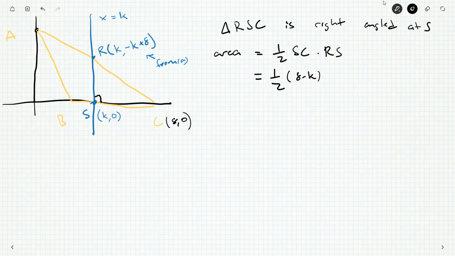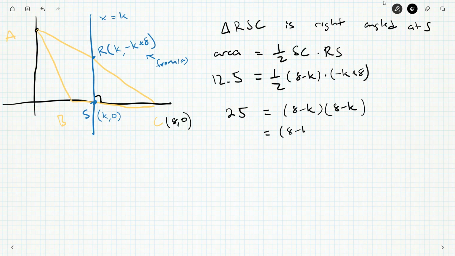RS, well, S has Y coordinate 0, so it's just going to be negative K plus 8. Okay, and we want that to be 12.5. Well, multiply by 2, that way we'll get integers here. 12.5 times 2 is 25. 8 minus K, and then this one here is 8 minus K. So really, this is 8 minus K all squared.